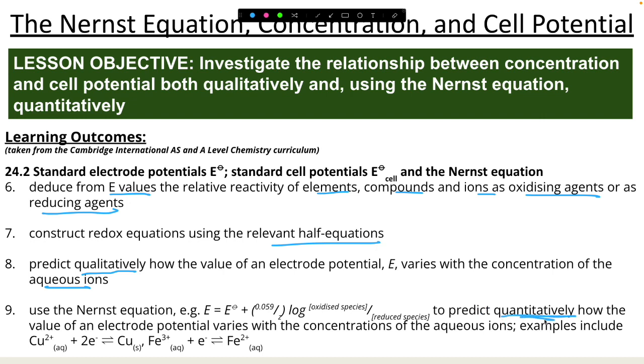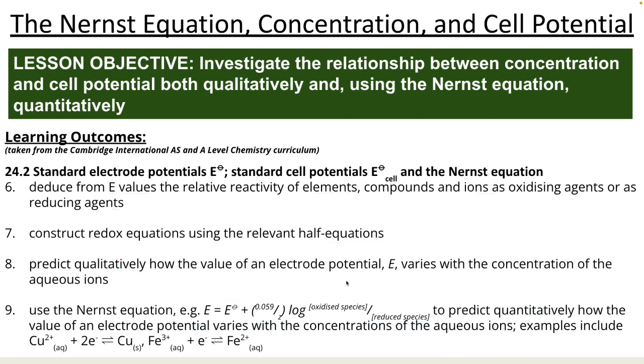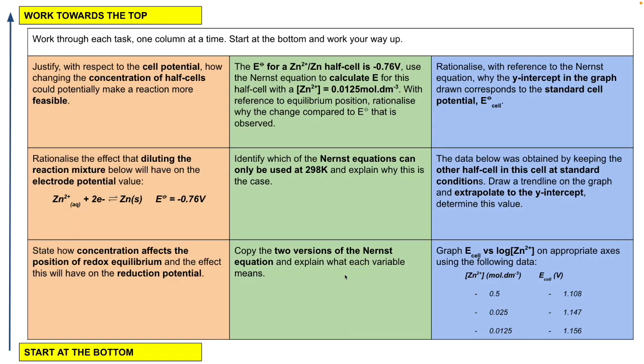And then quantitatively, to get some numbers to this, we used our Nernst equation. We've got our two versions, one of which is there, to predict quantitatively how the value of an electrode potential varies with the concentration of the aqueous ions. Some examples there. Brilliant. Tasks, as always.